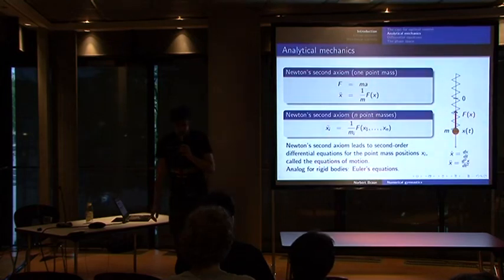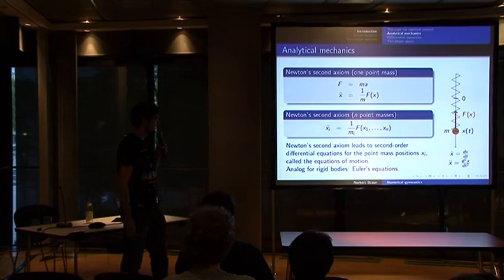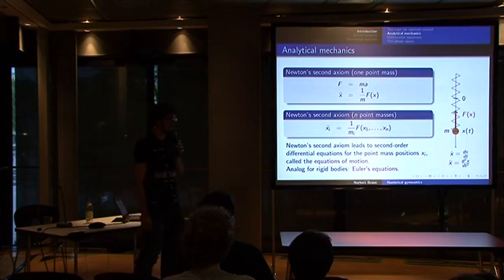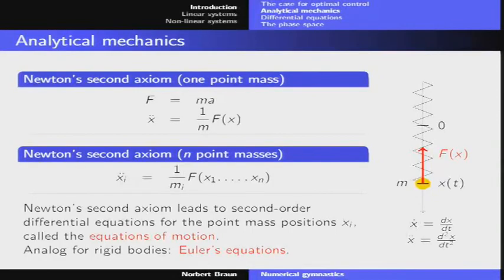So let's start with analytical mechanics. And the central equation in analytical mechanics, of course, is Newton's second axiom. We know that. And it's usually stated as F equals m times a. Now, of course, you also know that acceleration is the second derivative of position. So we could write it as x dot dot, where x dot dot is the physicist's way of denoting the second derivative, is equal to 1 over m times F. And in usual situations, F will depend on the position. I've shown you a usual example on the right side.